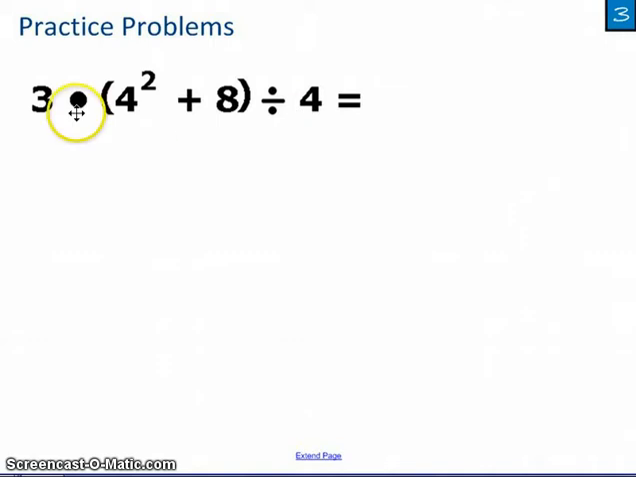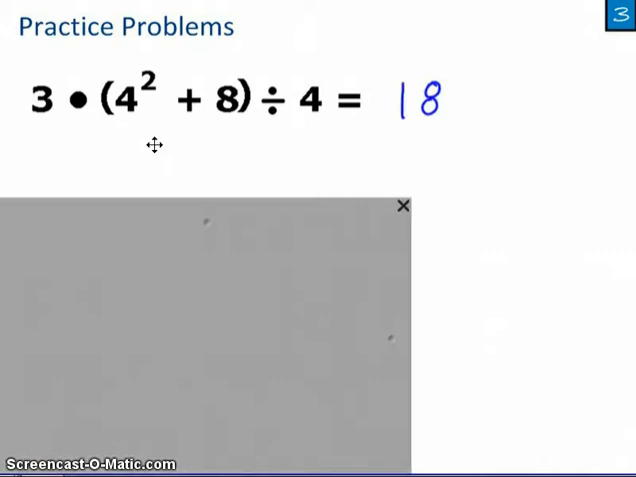Remember, now what I have left is multiplication and division as my only operations, and the one on the left comes first. So I do 3 times 24. Sorry to be doing this in my head, but I got to tell you, writing with the pen on this tool is really difficult. 3 times 24 is 72. And then I do 72 divided by 4, and I get 18.